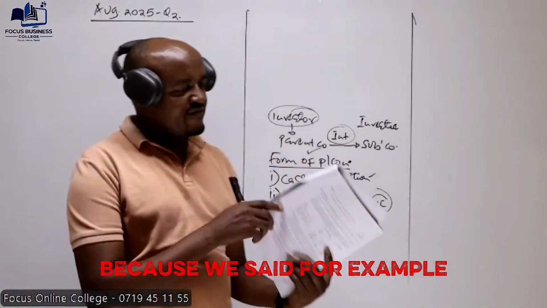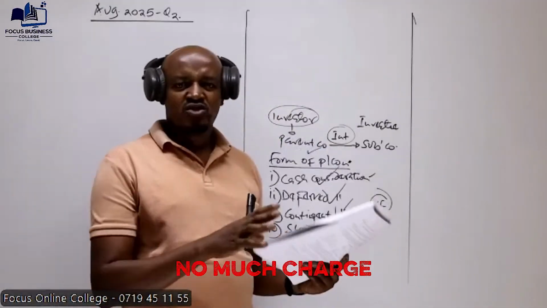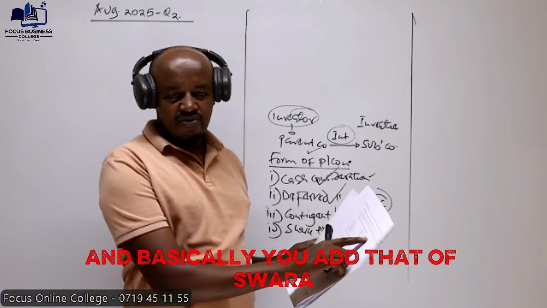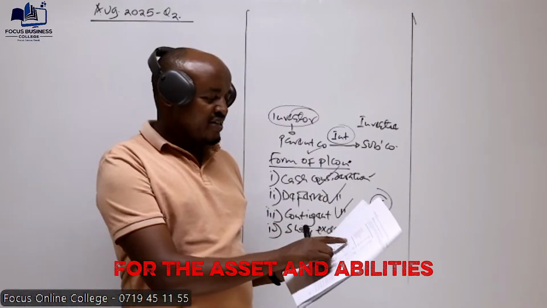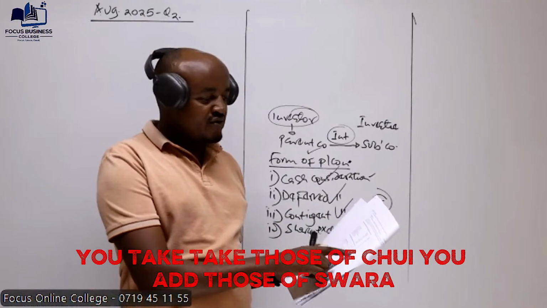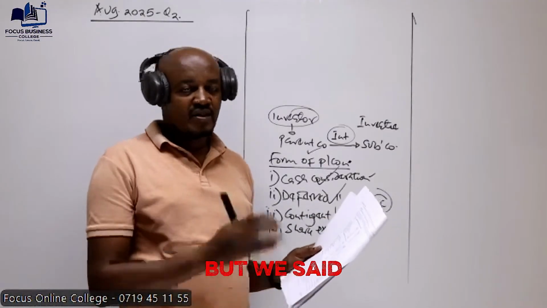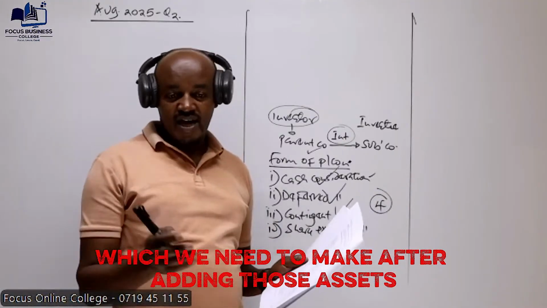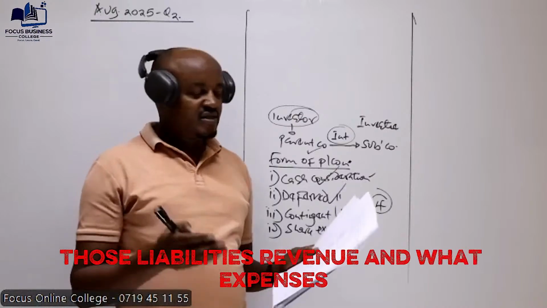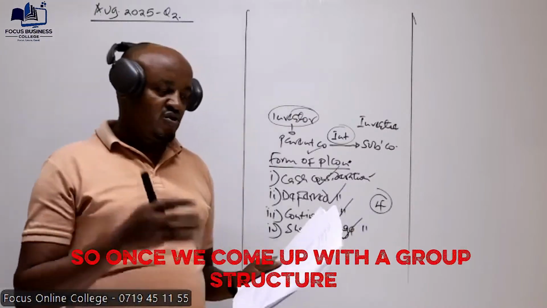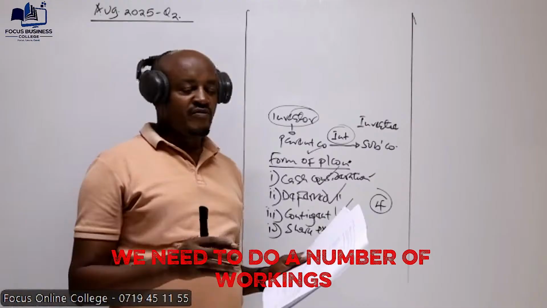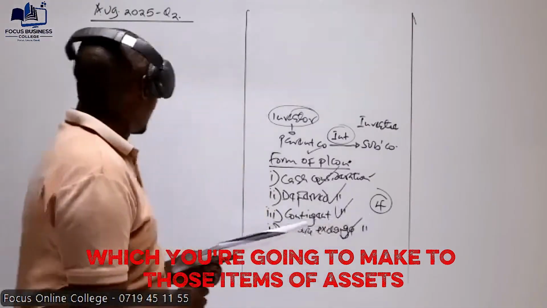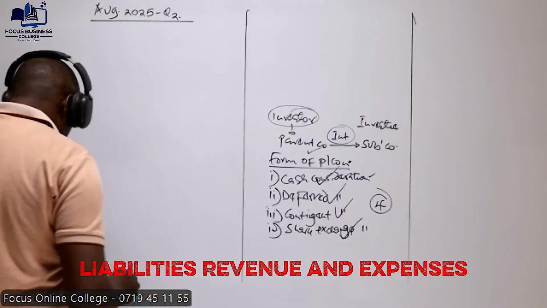Because we said, for example, to prepare what is required here, no much charity. You just need to take the revenue of Chui and you add that of Swara. For the assets and liabilities, you take those of Chui, you add those of Swara. But we said there's a number of consolidation adjustments which we need to make after adding those assets, liabilities, revenue, and expenses. So once we come up with a group structure, we need to do a number of workings and determine the various adjustments which you're going to make to those items of assets, liabilities, revenue, and expenses.